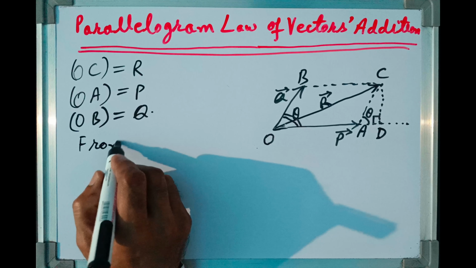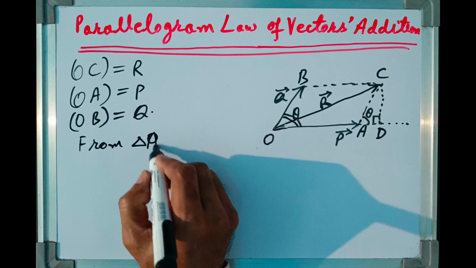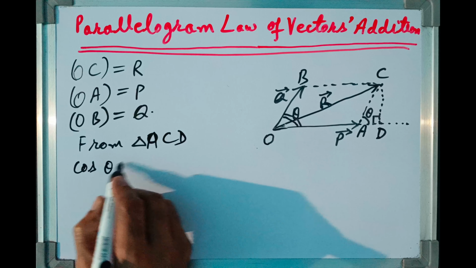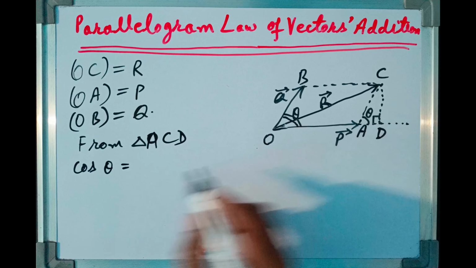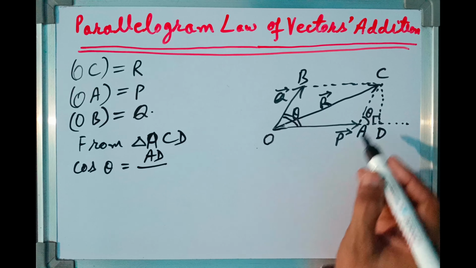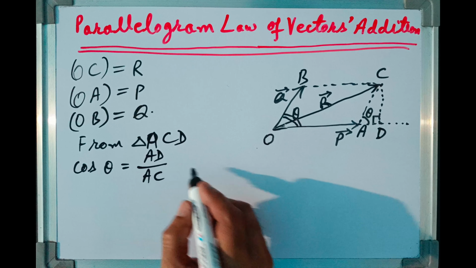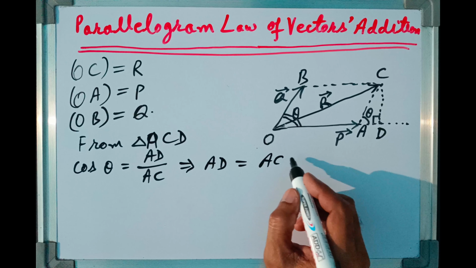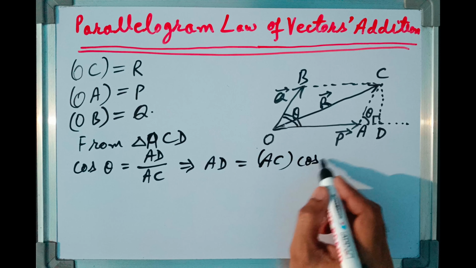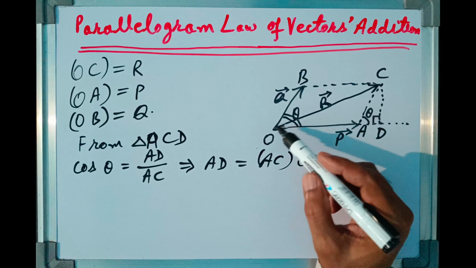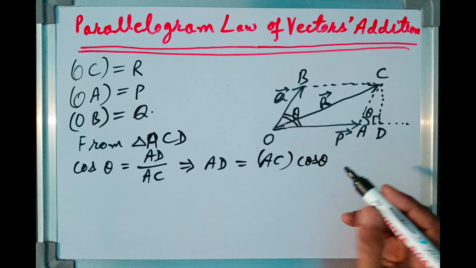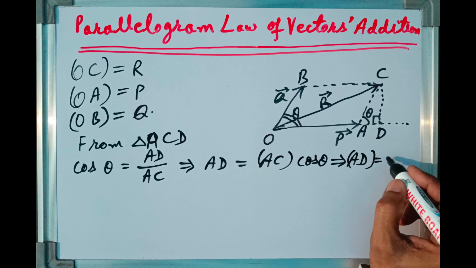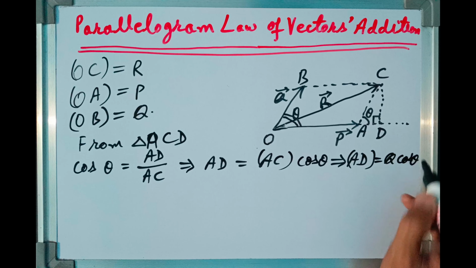From triangle ACD, let me write the answer for cos theta. Cos theta is base over hypotenuse, base is AD and hypotenuse is AC. By cross multiplying, I can write AD equal to AC cos theta. Now this length AC is equal to OB, which is nothing but the magnitude of Q vector. So I can write AD is equal to Q cos theta.